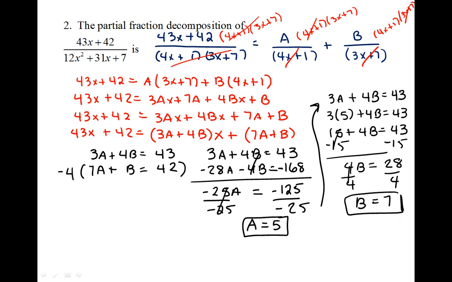Okay, so now I just need to write my partial fraction decomposition. So a is equal to 5. So I just have 5 over 4x plus 1 plus b, which is 7, over 3x plus 7.